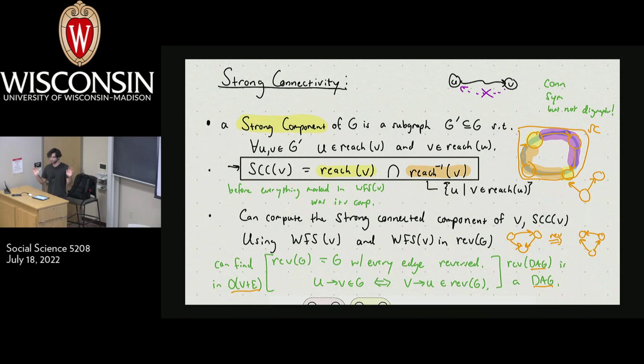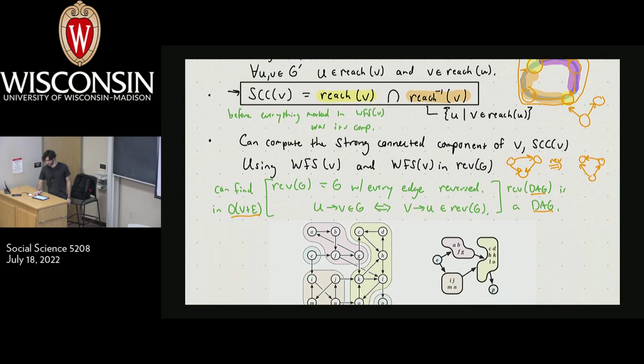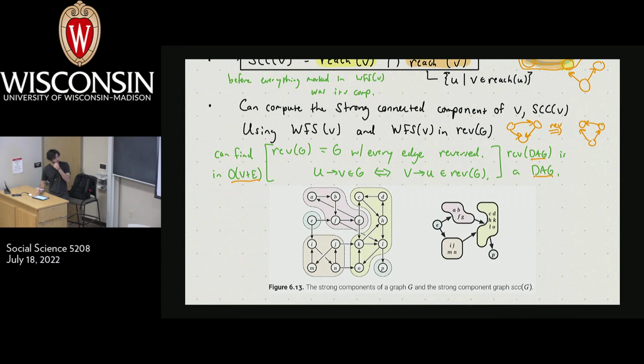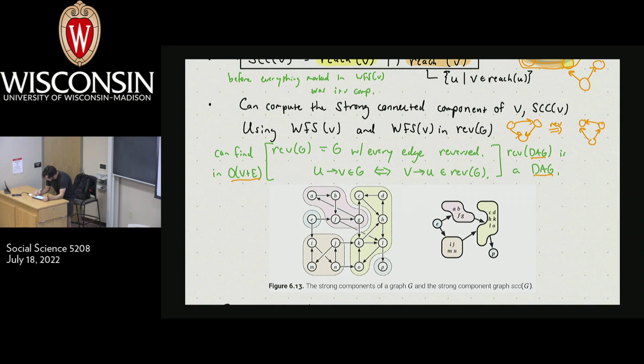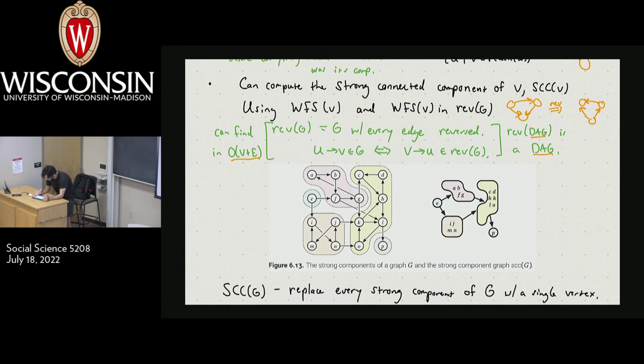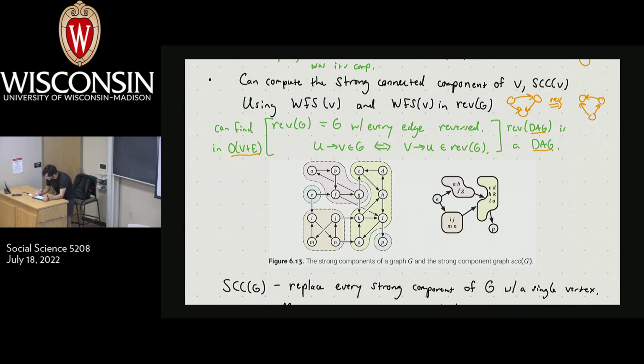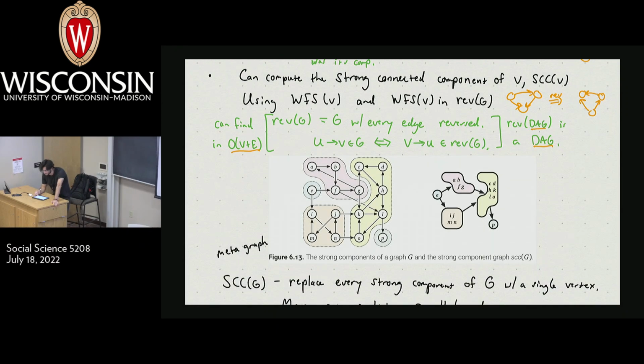Okay, so everyone clear of what strongly connected components are? Well, here's a picture of one. So far we've talked about a single component, but what if I wanted to get all of the components? So here, we're going to create something which is called the strongly connected component graph of G. It's sometimes called the metagraph or the condensation graph, whatever you want to call it. I'll just call it SCC.